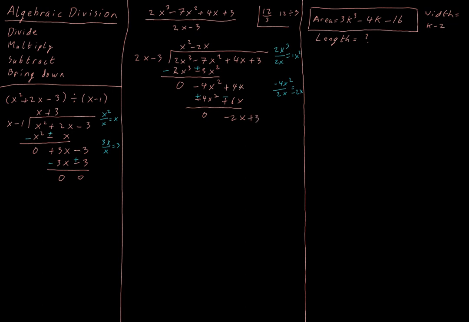Because this was a cube thing, we have one more round to go. So 2x divides into minus 2x. Minus 2x divided by 2x leaves me with minus 1. So minus 1 goes up here. Minus 1 multiplied by 2x is minus 2x. Minus 3 multiplied by minus 1 is plus 3. Then we subtract, and we get 0, 0.